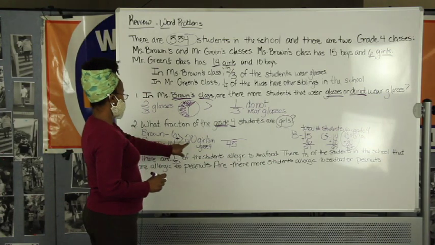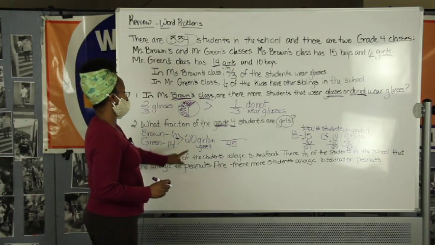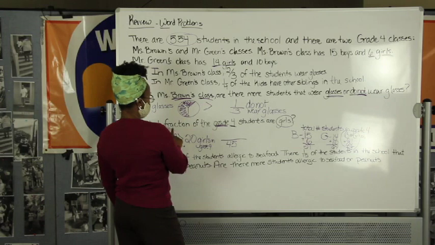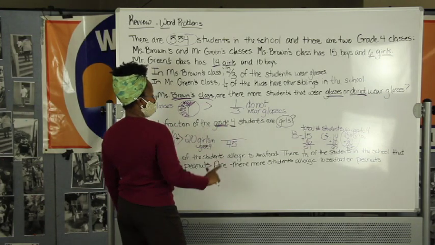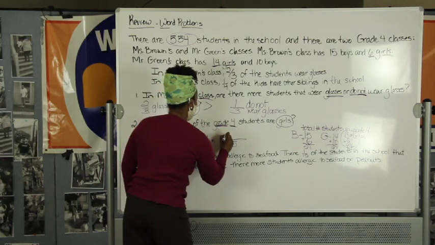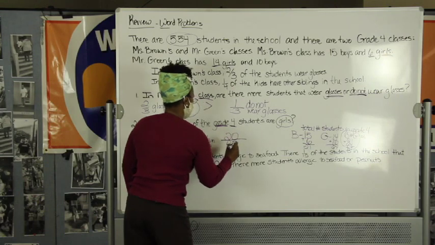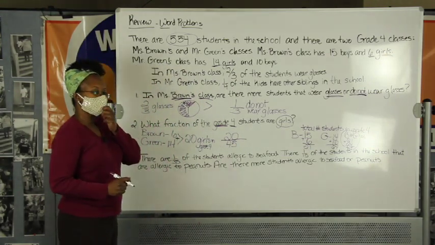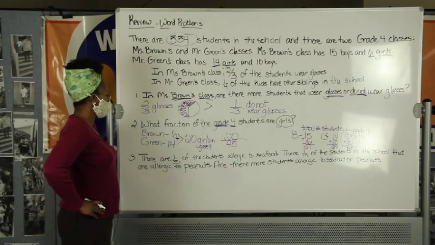And then we're going to take the number of girls in the 4th grade, because that's what we need to know, the fraction for the number of girls in the 4th grade. It is going to be 20. And so our answer is 20 over 45.